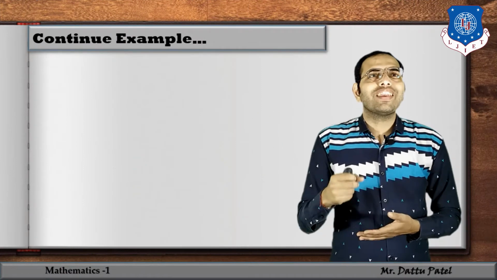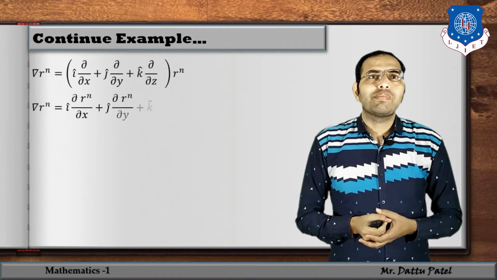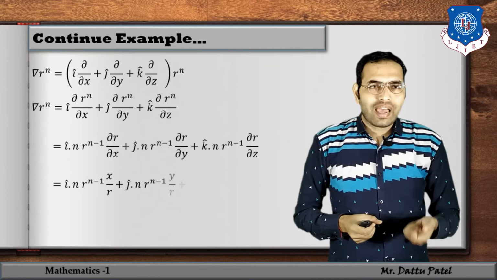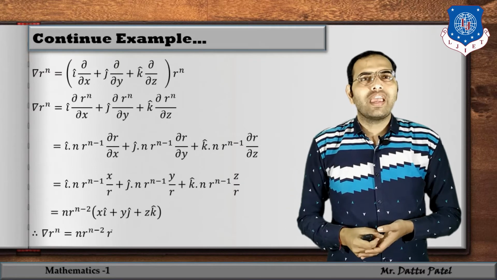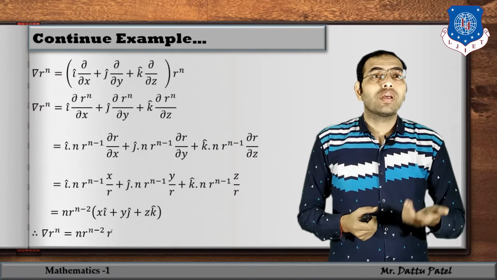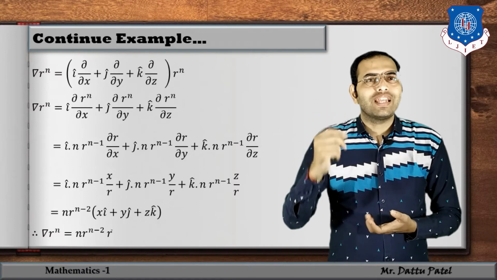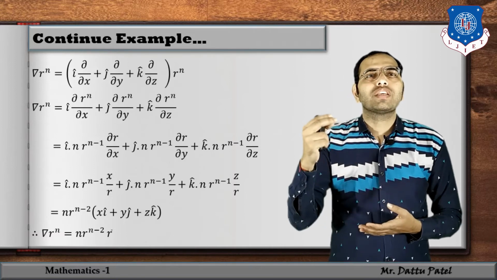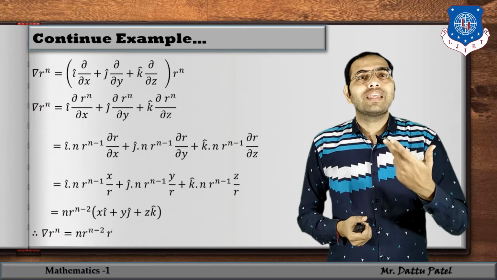Here nabla r raised to n equals i cap del by del x plus j cap del by del y plus k cap del by del z of r raised to n. Now r raised to n comes inside the bracket, then i del by del x of r raised to n plus j del by del y of r raised to n plus k del by del z of r raised to n. Here the derivative of r raised to n is n r raised to n minus 1. Then i n r raised to n minus 1 del r by del x plus j n r raised to n minus 1 del r by del y plus k n r raised to n minus 1 del r by del z. You are all aware of the values of del r by del x, del r by del y and del r by del z.